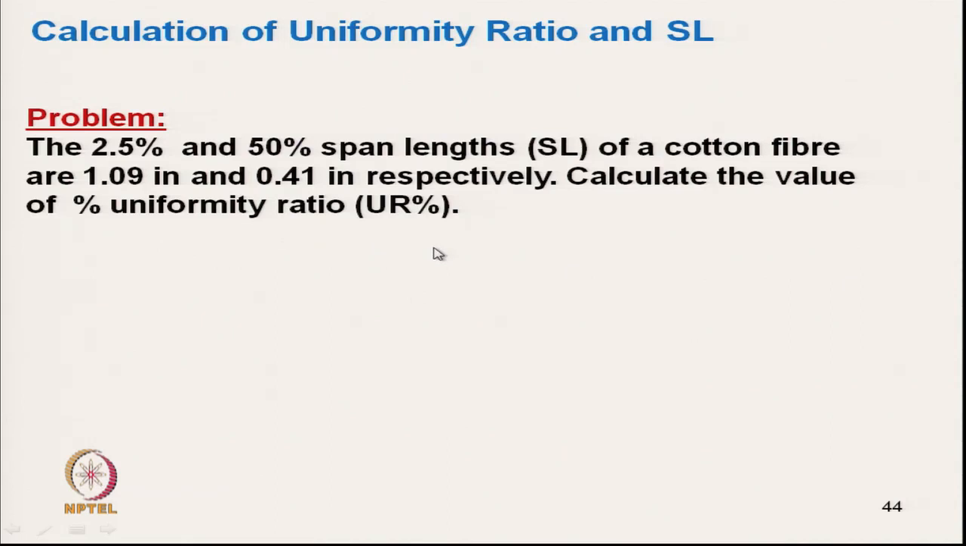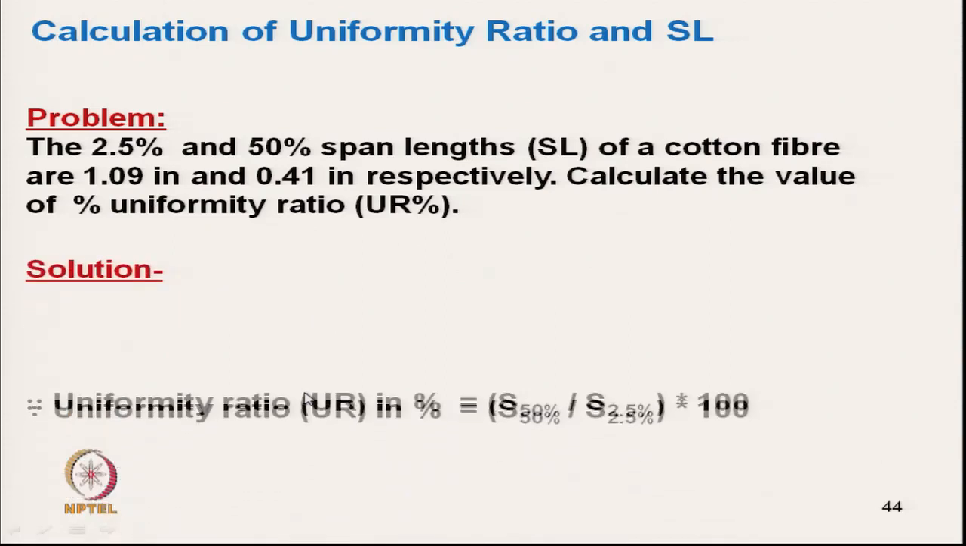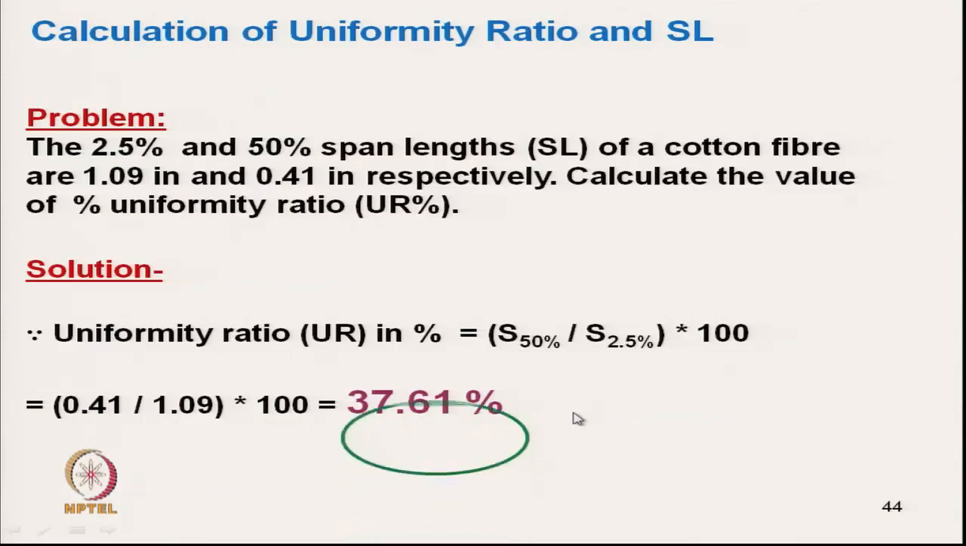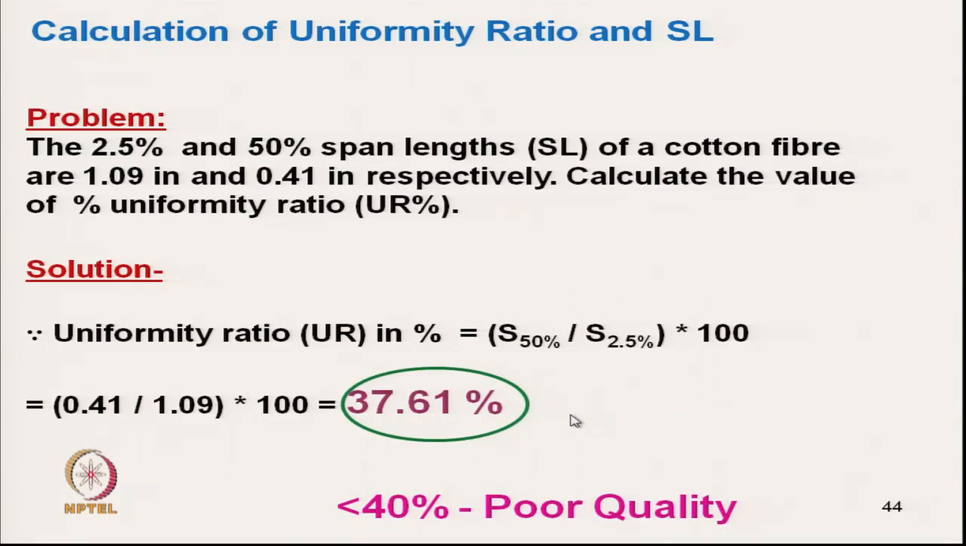It is simple, the ratio of the 50% span length and the 2.5% span length. So, we can use these two values and get the value. This is 37.6%. So, if someone asks what will be your conclusion about the quality of fiber, the quality of uniformity, as it is 37.6%, we can simply say it is poor quality. It is less than 40%, so it is poor quality.